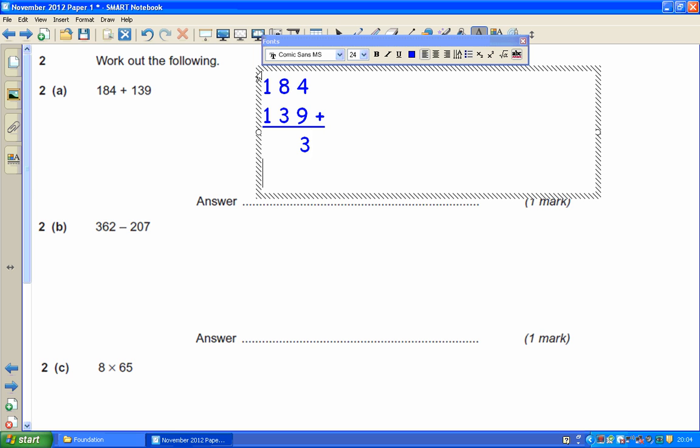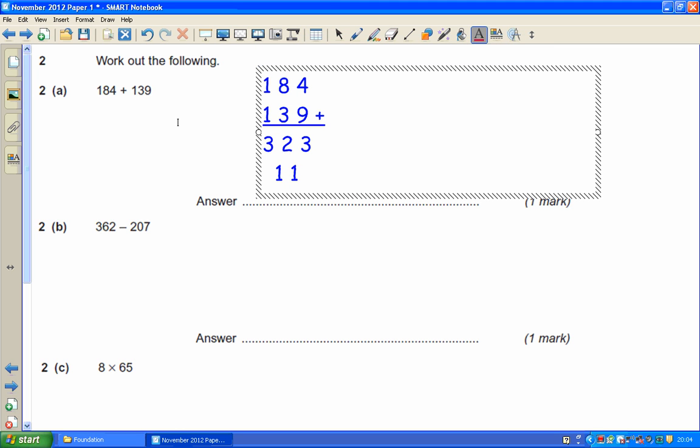4 add 9 is 13, so 3 and carry the 1. 8 add 3 is 11, and then the carried 1 makes 12. So carry 1, and then 1 add 1 is 2, and you carried 1 is 3. So your answer is going to be 323.